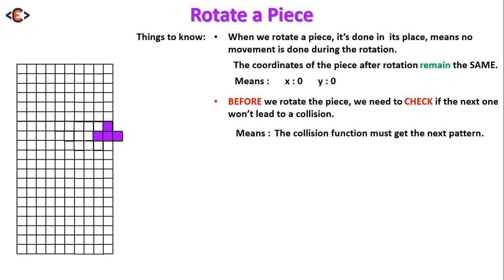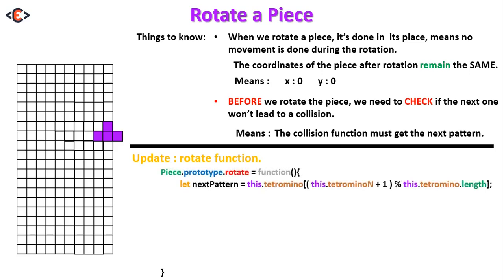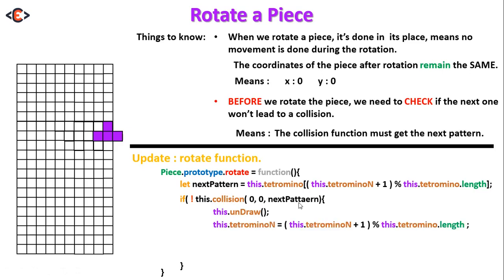So let's now update our function. So we have first to get the next pattern. This is how we increment the Tetromino number. Then we have to check if there is no collision. So here we say 0, x doesn't change, y doesn't change, 0. Then it gets the next pattern. Then we use the same code, this.undraw. We increment the Tetromino number by 1. Then we update our active Tetromino, and then we draw the new pattern.